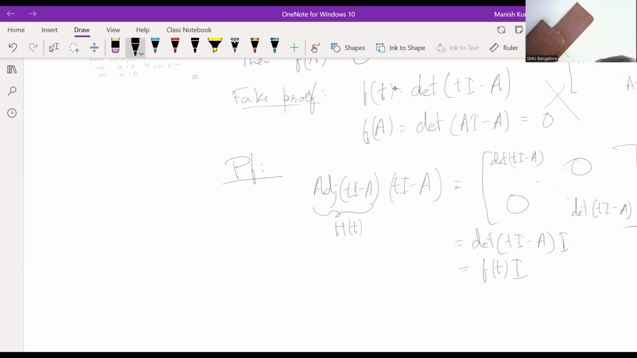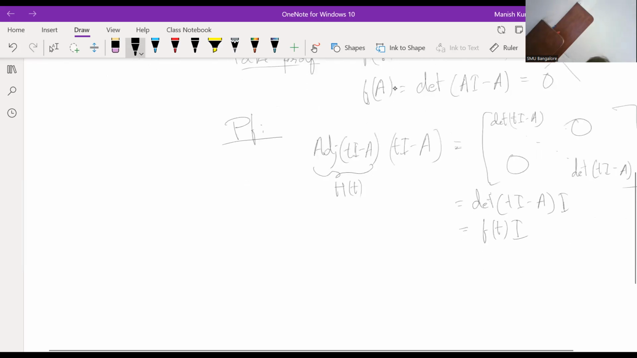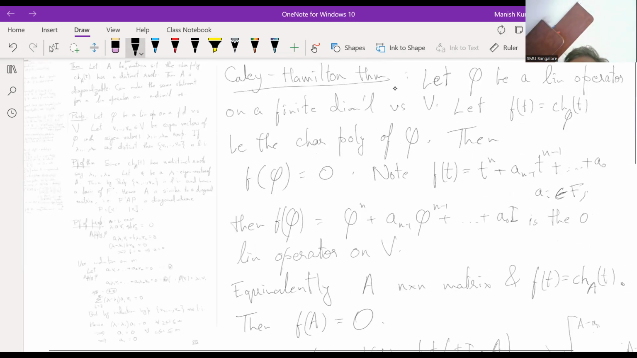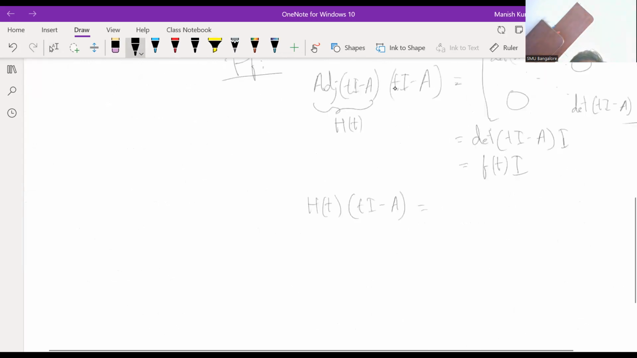And tI minus A, anyway, that is an explicit matrix. So we have this formula. Let's try to expand this. H(t) is again a matrix with entries in t. Let's write this down more comfortably. f(t) is some polynomial like this.